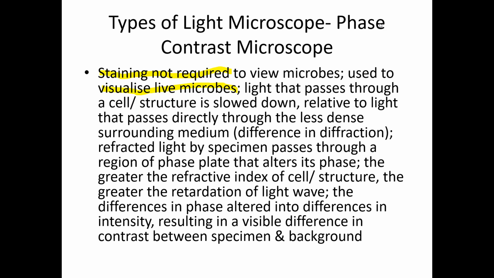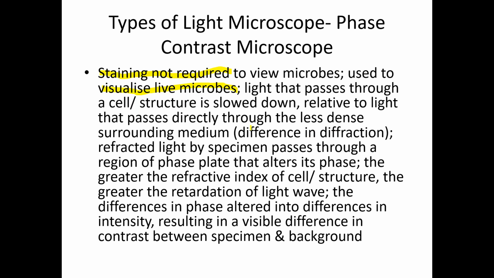Fine. So for the phase contrast microscope, the first thing we want to know is that staining is not required, and it is used to observe live microorganisms. Now, how does a phase contrast microscope work? Light that passes through a cell or structure is slowed down relative to light that passes directly through the less dense surrounding media, due to difference in diffraction or even refraction, we can say. Fine.